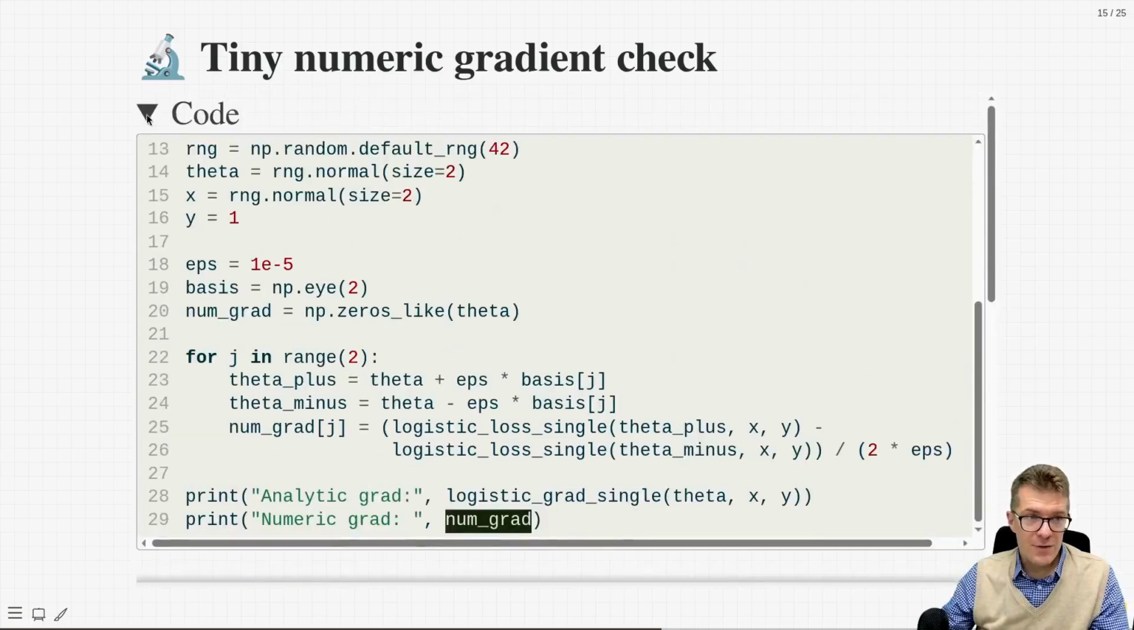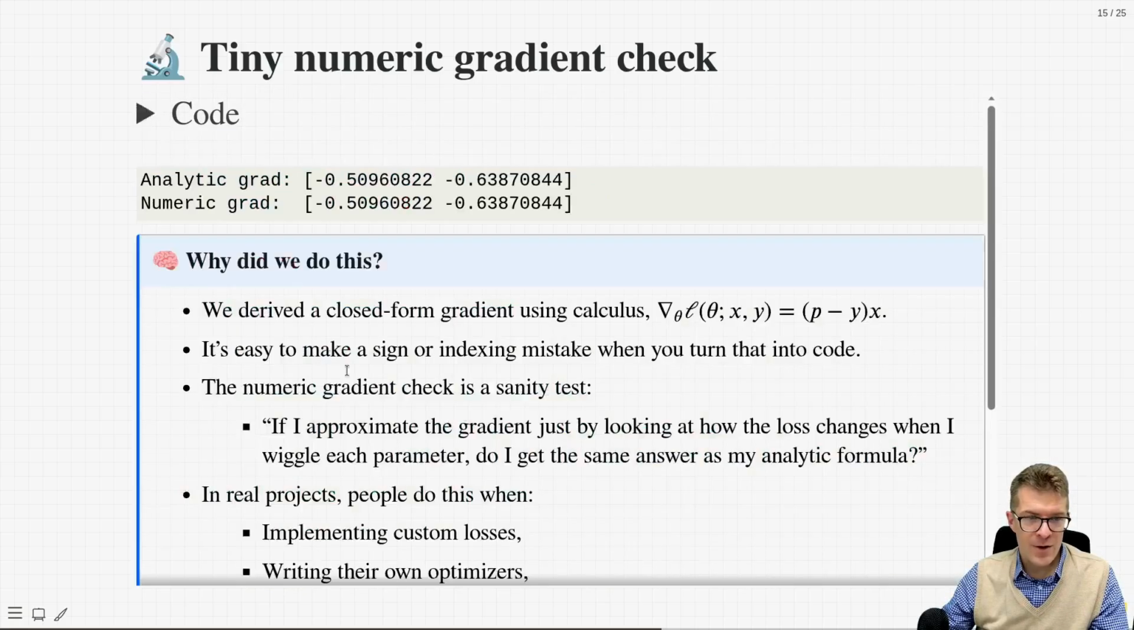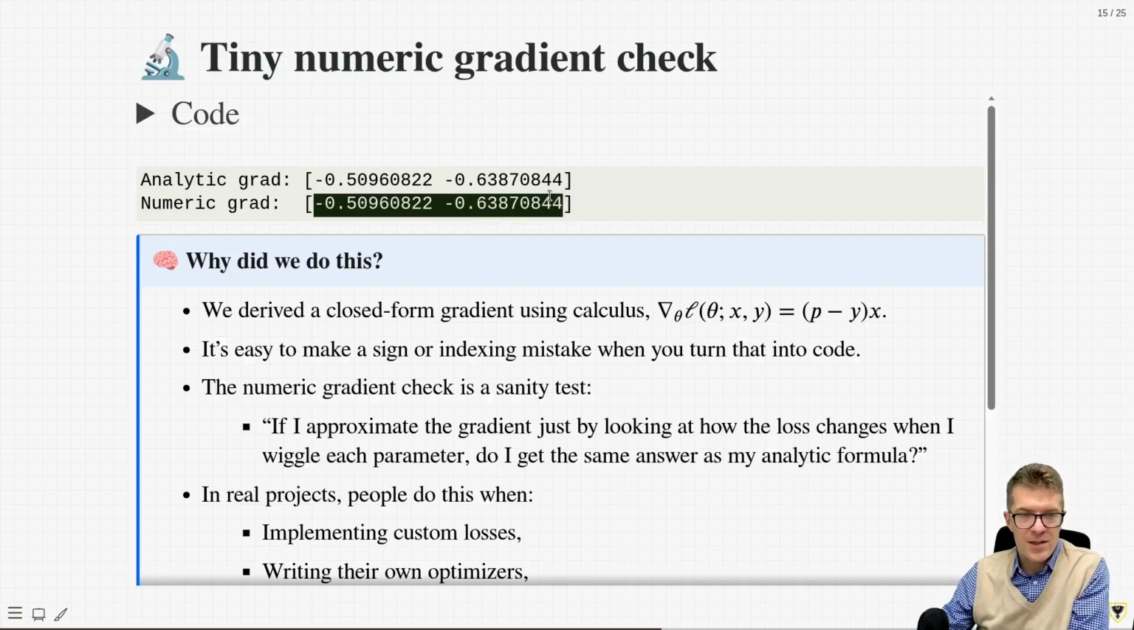And fortunately for us, given all these random number generators, the analytic gradient, the one we obtained from our theoretical process on the previous slide, and the one we obtained from just jiggling the parameters a little bit to see in which direction the loss will change the most, are exactly the same in this case.